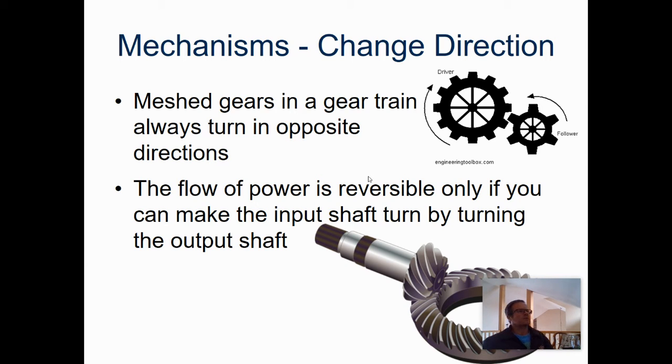Okay, then mechanisms change direction. So meshed gears in a gear train always turn in opposite directions. So if this gear spins this way, then this gear is going to spin this way. And I'll show you an animation on this PowerPoint in a minute that shows you that. Then it says the flow of power is reversible only if you can make the input shaft turn by turning the output shaft. We're going to talk about this more later. Basically, just like it says, if you can turn the output and make the input turn, the flow of power is reversible. It doesn't mean much to you now, it will later.